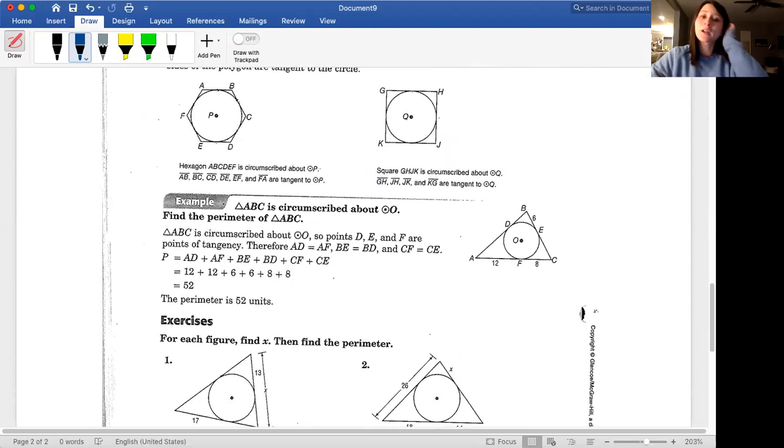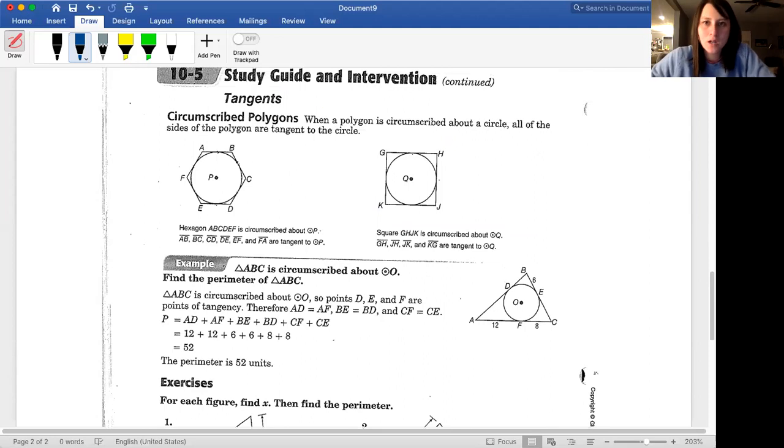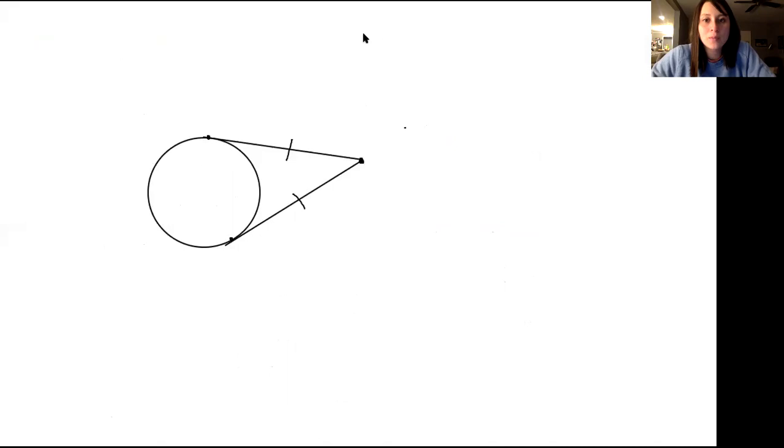Now the next thing we're going to look at are circumscribed polygons. Okay. So we've kind of talked about what a circumscribed polygon is.